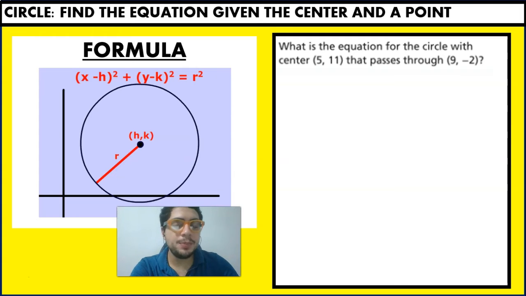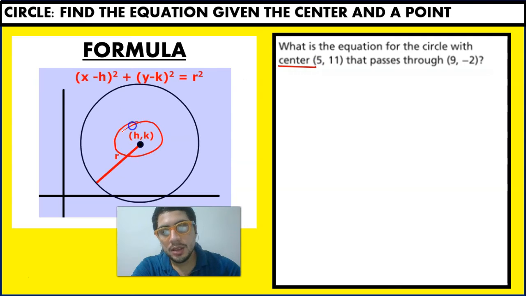Now, the important thing about this problem is that we're given the center already. That is going to be very useful because then these values were already given. But we do not know the value for the radius. Because we know the coordinates of one point on the circumference, we're going to find the distance from that center to the point. In this case, the center is (5, 11) and it passes through (9, -2).